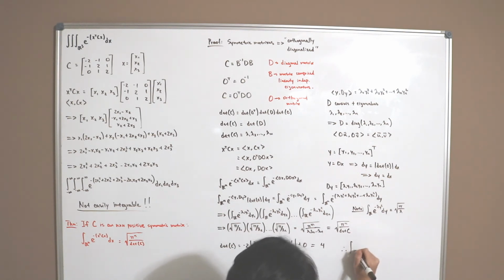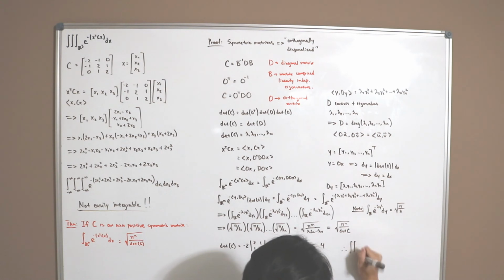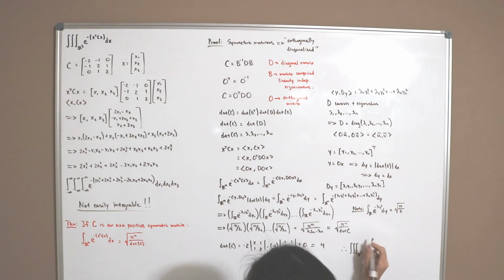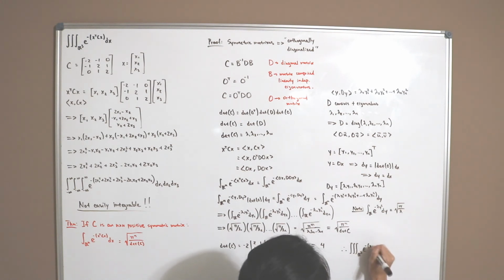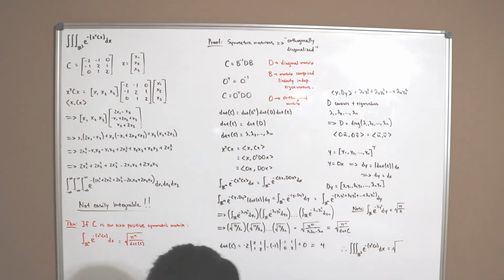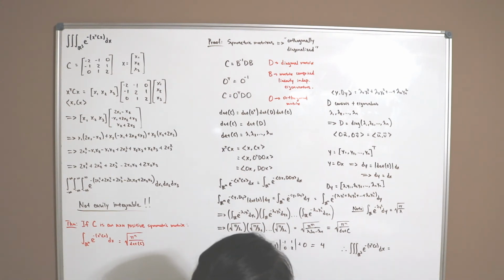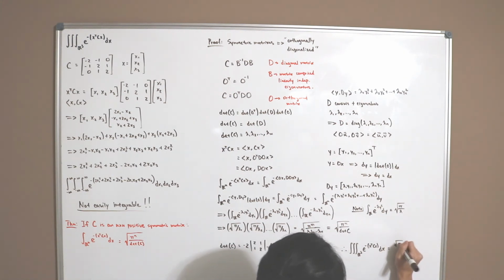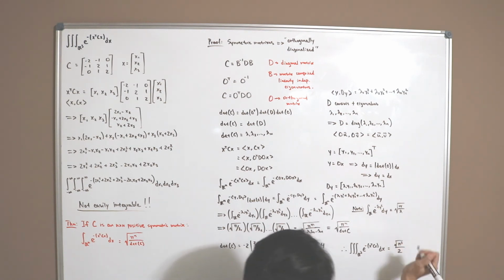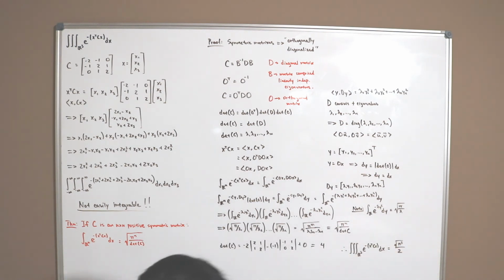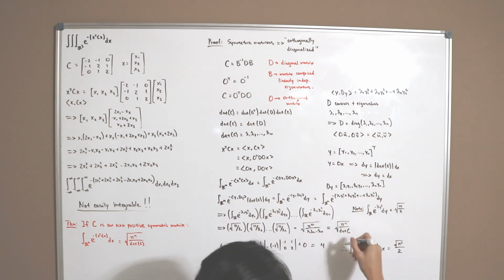And then therefore we can conclude that our triple integral over the third dimension of e to the negative x transpose Cx dx is just equal to the square root of pi cubed divided by 4. But if you simplify this out, you actually just get pi cubed divided by 2. Okay, and we are done. So box this in red, and then that's the end of the video.